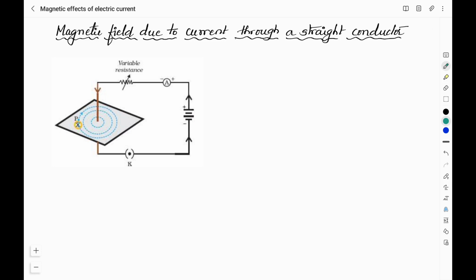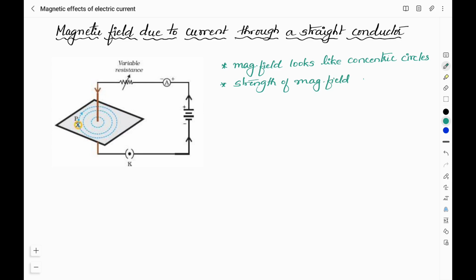Whenever current is passing through a straight conductor, the magnetic field lines will appear as concentric circles. The strength of the magnetic field depends on the strength of current. It means that as current in the circuit increases, the magnetic field will also increase. More the current in the circuit, more is the magnetic field.